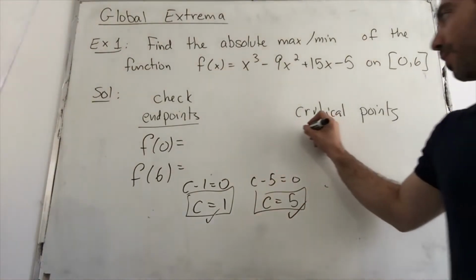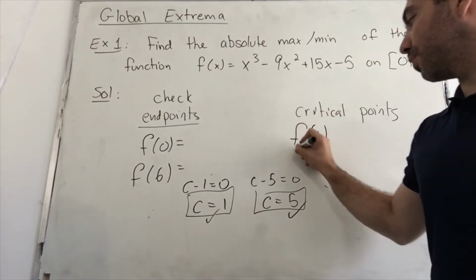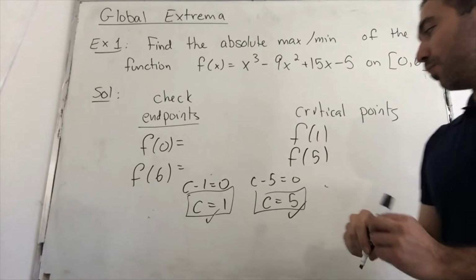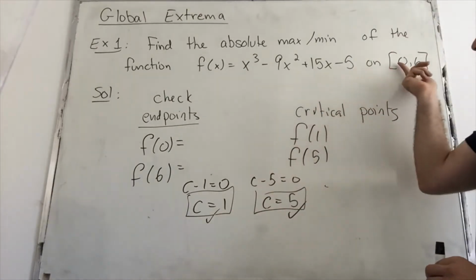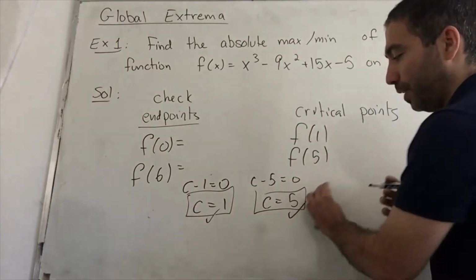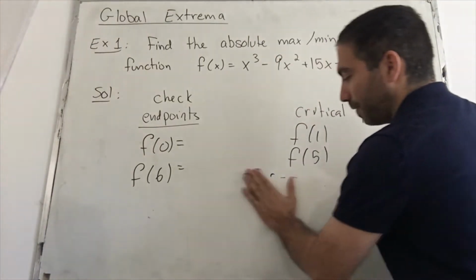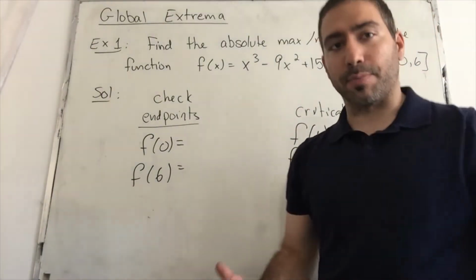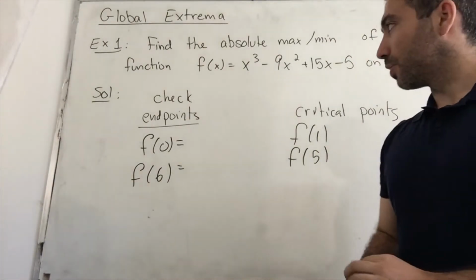For the critical points, we have to go find f of 1, and we have to go find f of 5. So we plug in the critical points and we plug in the endpoints back into the original function. That's all we're doing. And then out of all those options, we take the value that's the highest and the value that's the lowest. And that's the game plan. That's the closed interval method. So let's go ahead and do that.